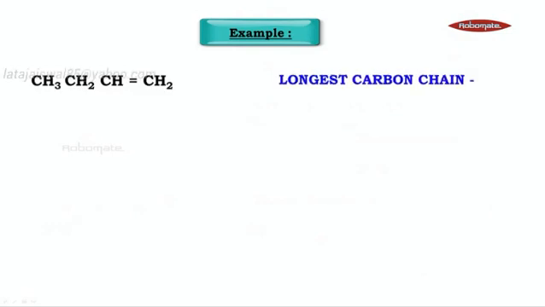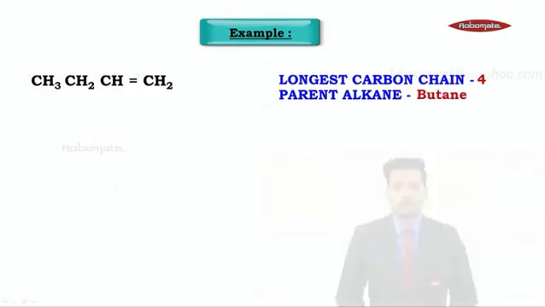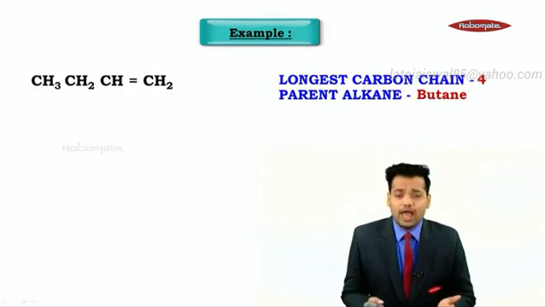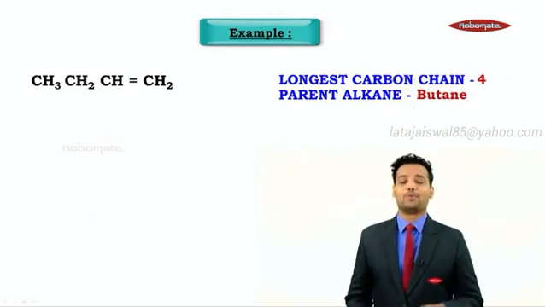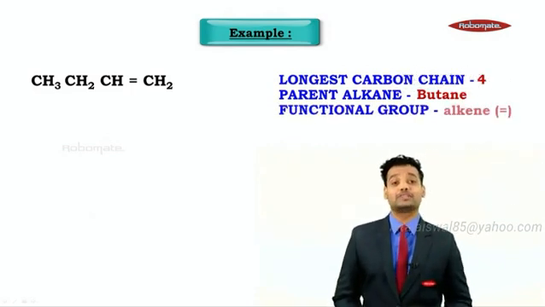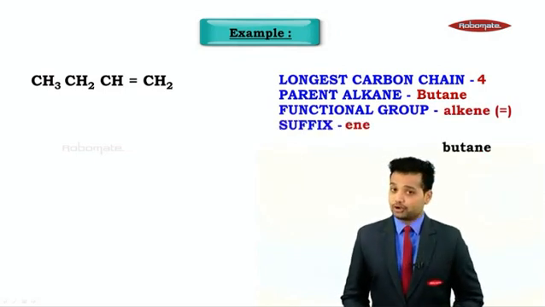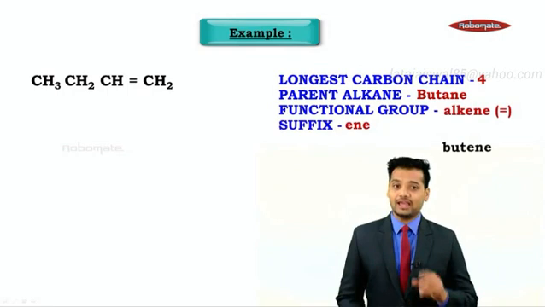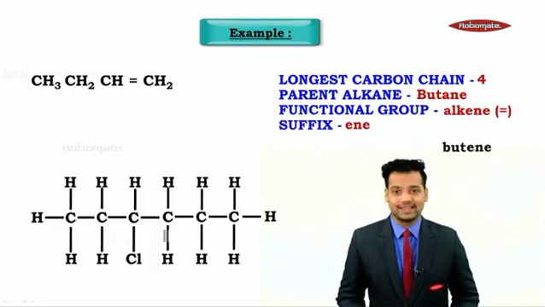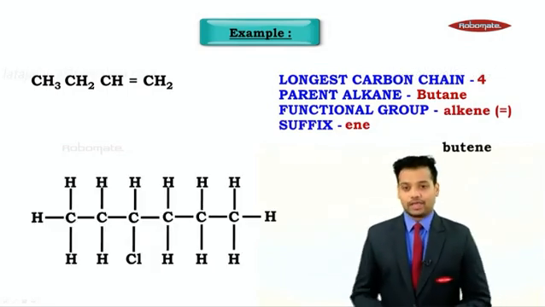The third example. You can clearly see there are 4 carbons. Longest carbon chain is 4 and parent alkane is butane. But sir, there is no O, there is no halo. But there is a double bond. And the functional group that you spot was alkene. And this alkene has a suffix "ene." So remove the "e", add the "ene", get your 2 marks. Butene.